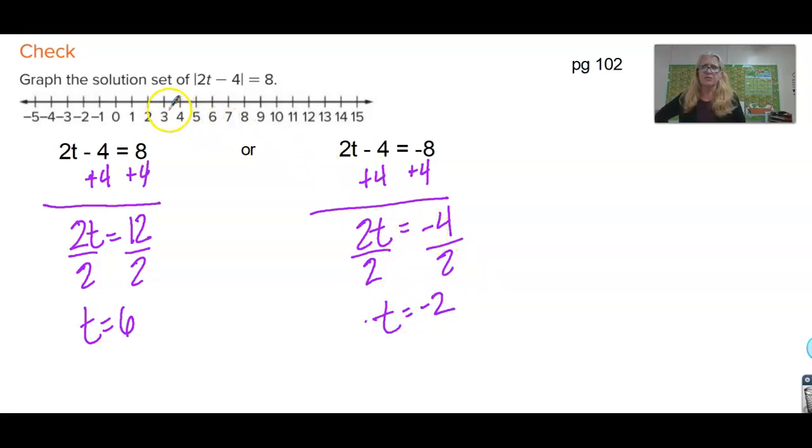Interesting, this had the same solution as the last one, didn't it? Wasn't it 6 and negative 2? I think it was 6 and negative 2. Or maybe it was negative 6 and positive 2. I don't know, I forget.